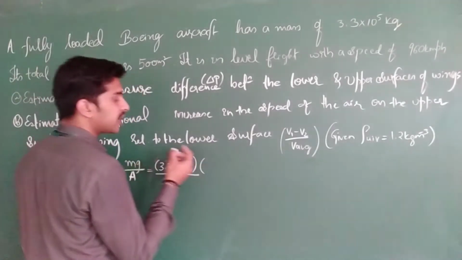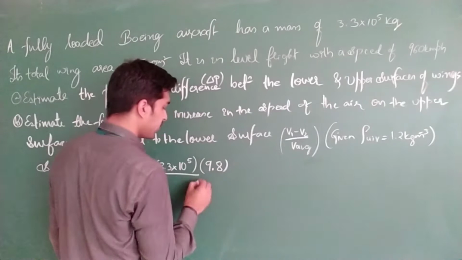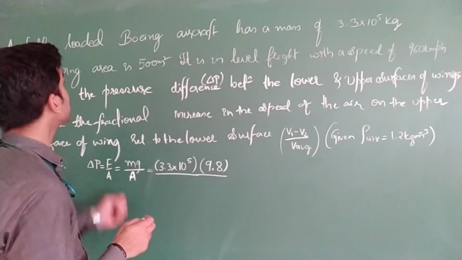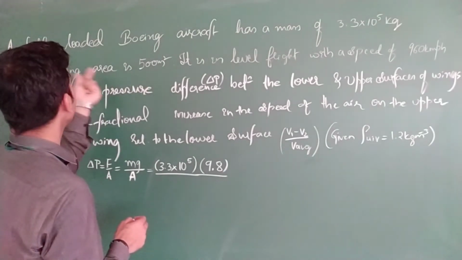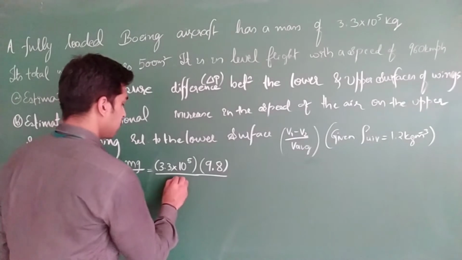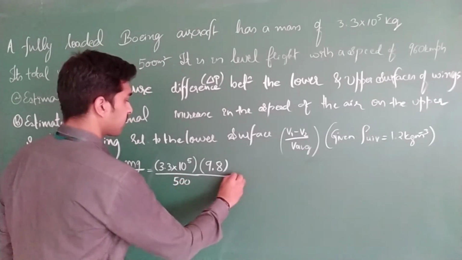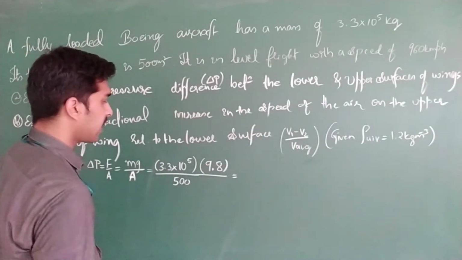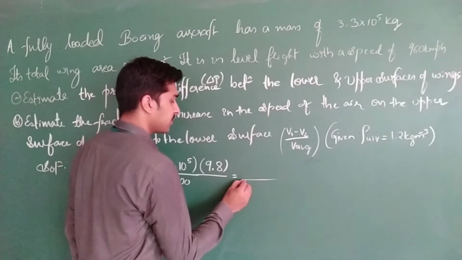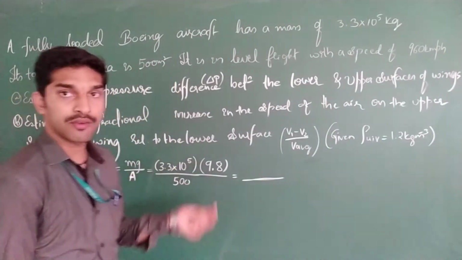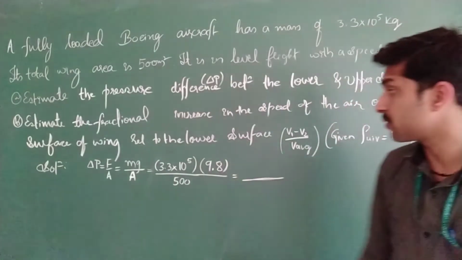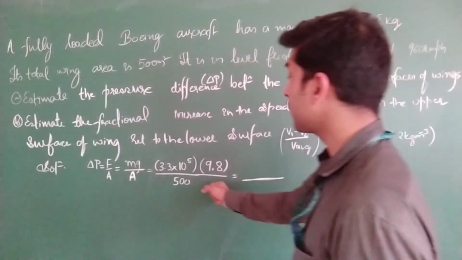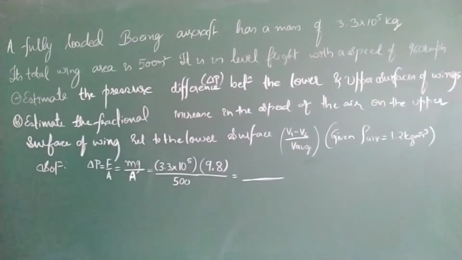Acceleration due to gravity, g value they had not given. Take it as 9.8. For convenience you can choose 10. A is the total wing area, how much? 500 meters square. Will you proceed? Just proceed and check how much you are going to get. Calculations I had informed you in our last classes how to proceed. In that manner you can proceed. So 3.3 into 10 to the power of 5 into 9.8 divided by 500, how much are you going to get?